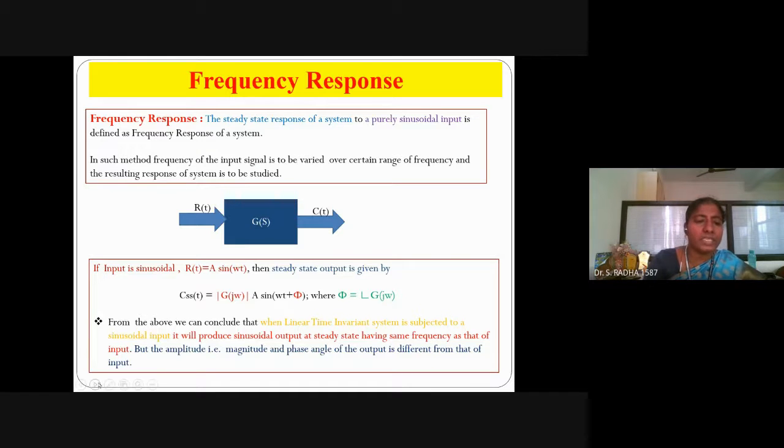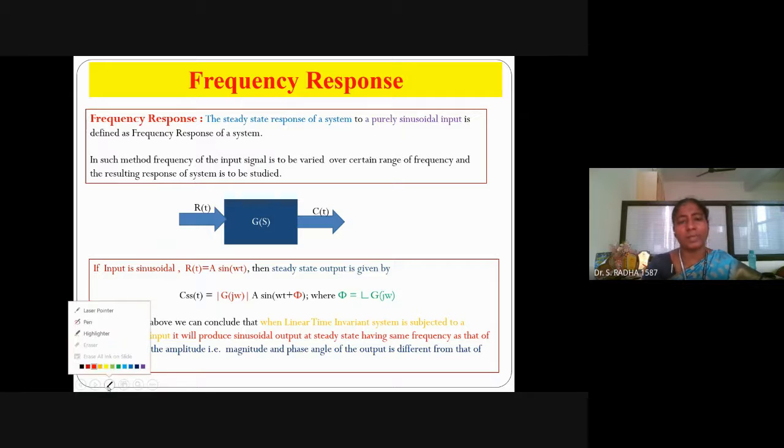Now in the frequency response, we had enough knowledge on time response, both the transient and steady state. In the steady state, we calculated steady state error, ESS. And for different inputs, different type numbers, we calculated ESS, steady state error. All those come under the time response. Now I am going to the frequency response.